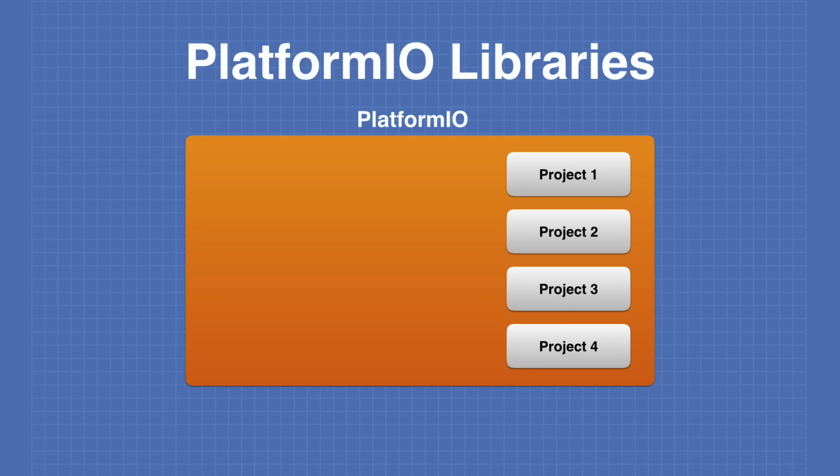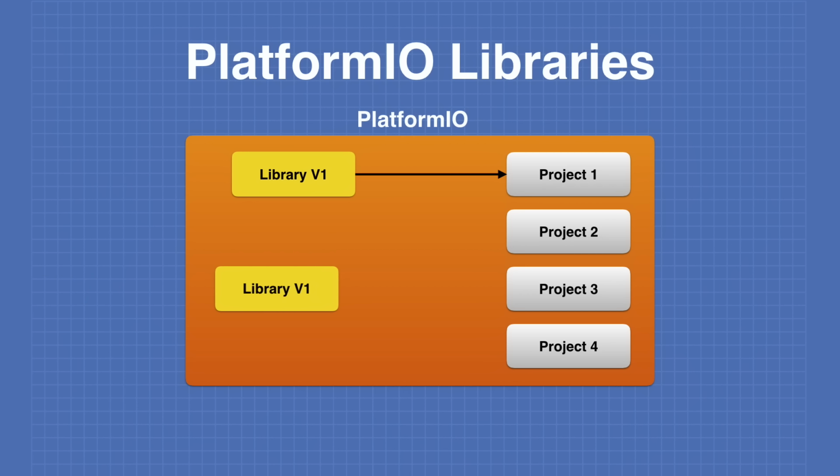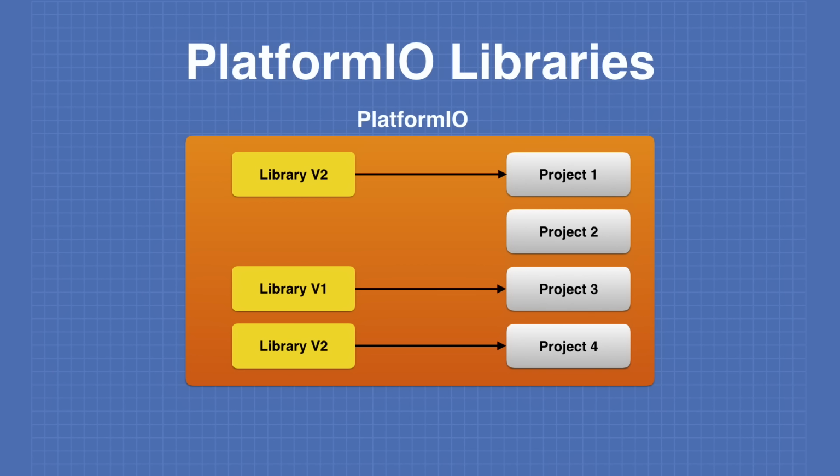However, you can also import libraries just for specific projects. In this case, we have a library being imported for project number 1 and project number 3. Now we've updated the library for project number 1, and we've also added that library to project number 4. Note that project number 3 we haven't chosen to update, and it remains at the old version of the library. By having libraries on a per-project basis, you have a lot more flexibility and control with PlatformIO.